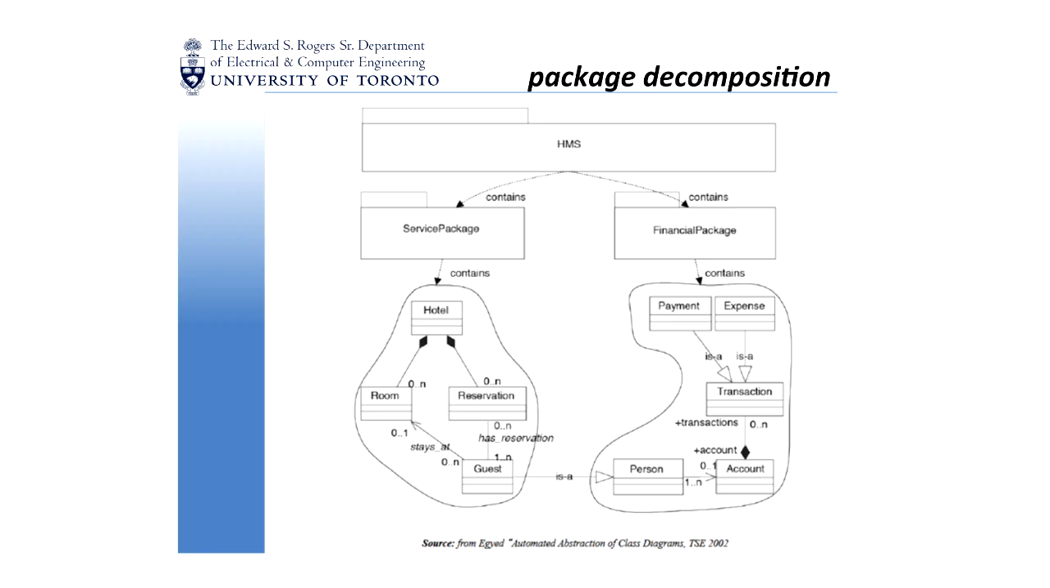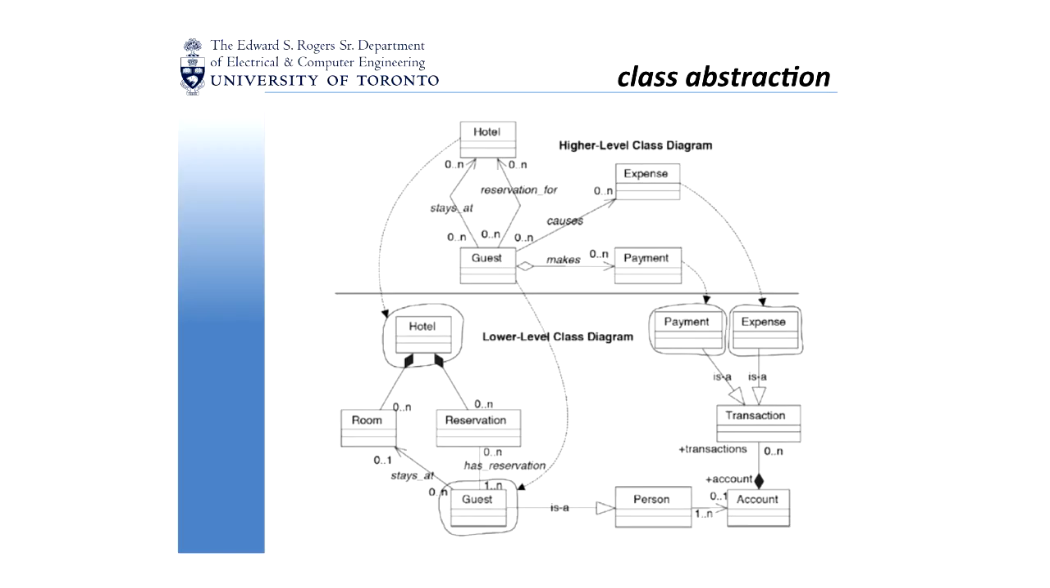Moving beyond individual classes, we use UML for package decomposition to manage system complexity. Consider a hotel management system. We can decompose it into a service package and a financial package to isolate different areas of concern. This helps us see which high-level components contain specific sets of classes.